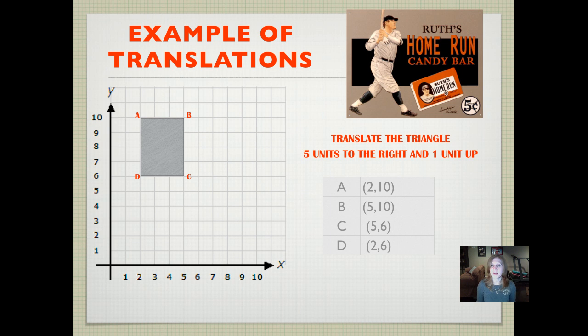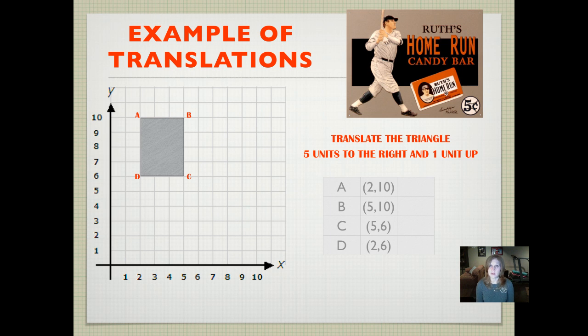Now, point B, I have to go across 5 before it lines up with that point, and then go up 10. So it's across 5 from the point of origin and up 10. And I write it, parentheses, 5, comma 10, parentheses. Point C is still across 5, but I only go up 6 to get to that point.